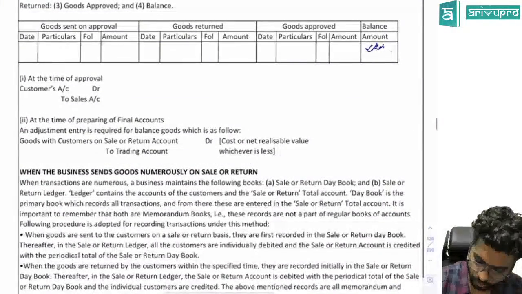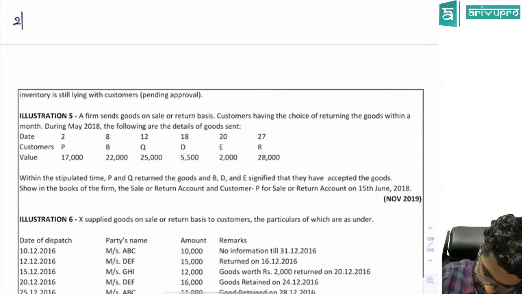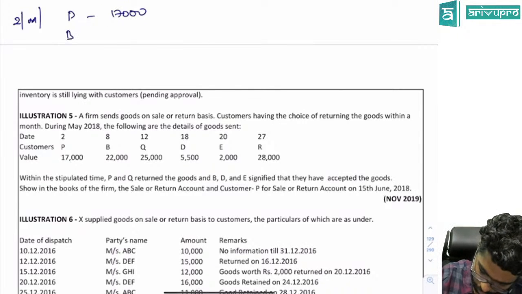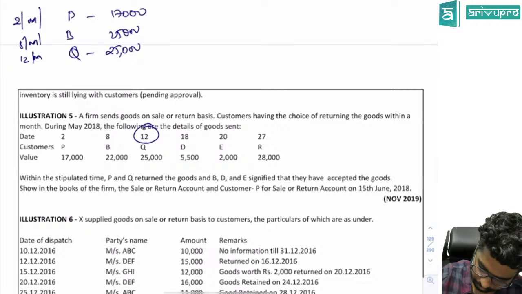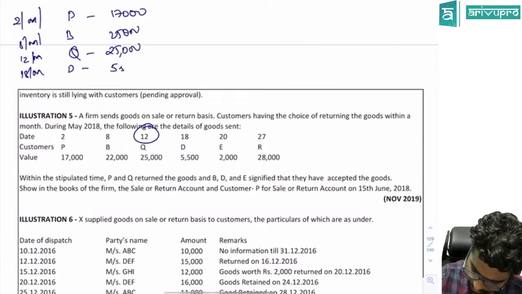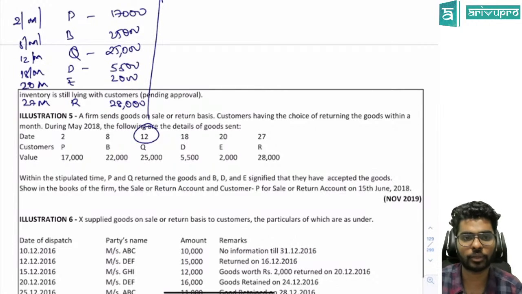I'll pick up this question and try doing it. On date, see here, 2nd May, P 17,000, then B on 8th May, B 25,000, 12th May, Q 25,000, 18th May, D 5,500, 20th May, E 2,000, R 28,000. Are you clear?